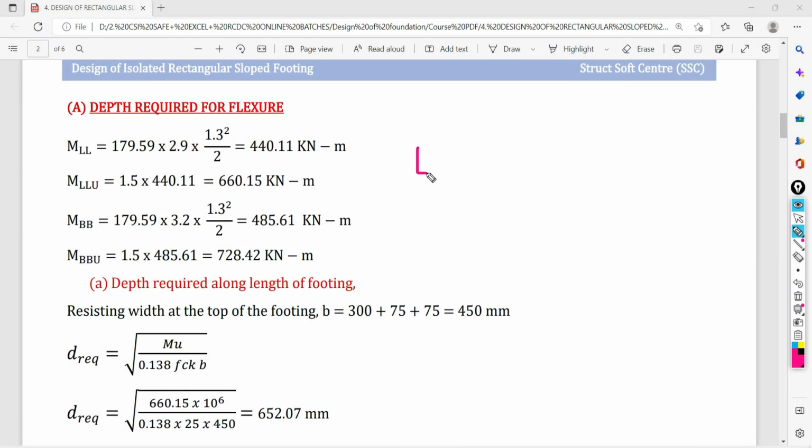Now, after knowing the length of the footing and width of the foundation, we need to find out how much depth of the foundation is required. So for the flexural criteria, we need to find out how much depth of the footing is required. But before that, we need to calculate the moment along the length of the footing and the moment along the width of the footing. So how to do the calculation for the moment along the length and along the width? Try to understand that first.